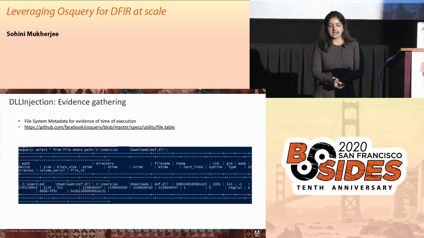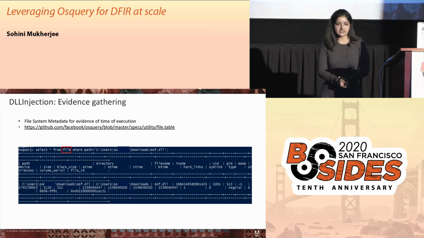Now that we got a hang of how the compromise might have taken place, it's time to gather some more evidence on time of execution. By leveraging the file table, it's possible to grab some file system metadata in the form of mtime, modification time, ctime, creation time, and birth time.